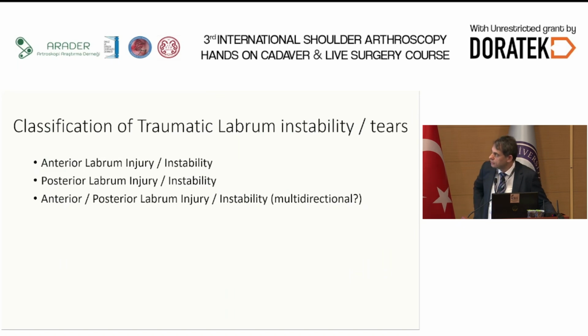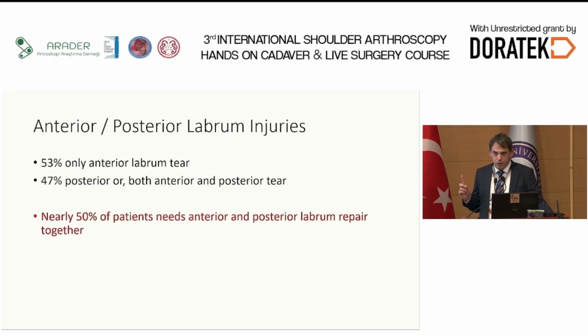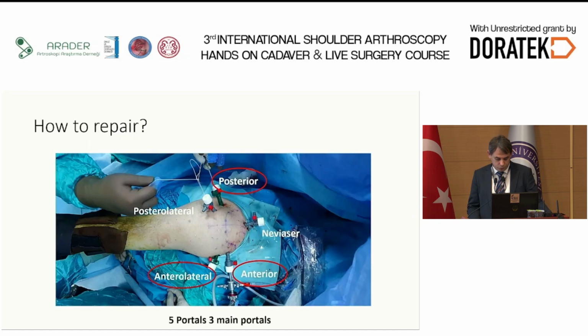Okay, we can classify the traumatic labrum instability or tears as anterior or posterior, or both anterior and posterior parts. So, about 50% is anterior, but the other 50% or 47% includes both anterior and posterior labrum. So, when you are going to repair a labrum, you have to be prepared to repair both anterior and posterior labrum. So you have to know the techniques to repair the anterior and posterior labrum and superior labrum together.